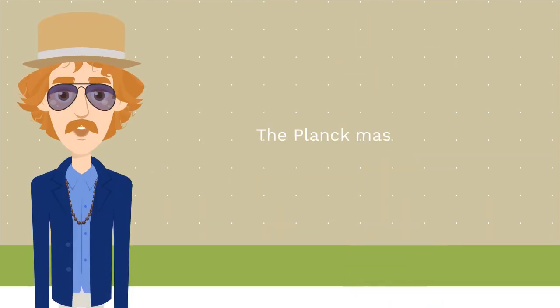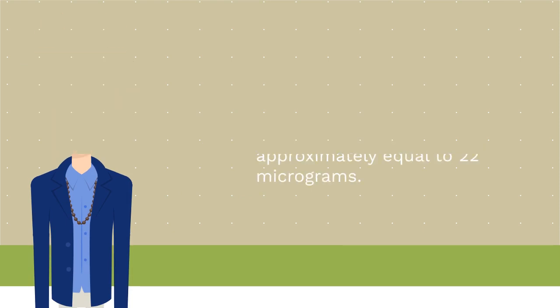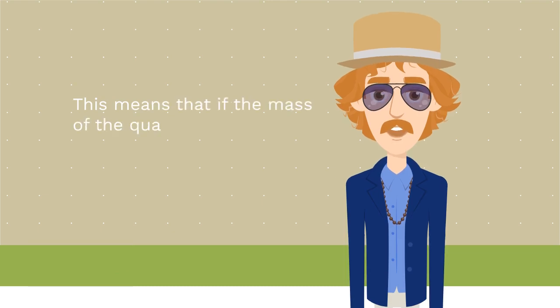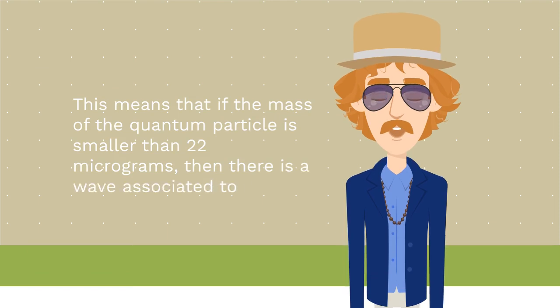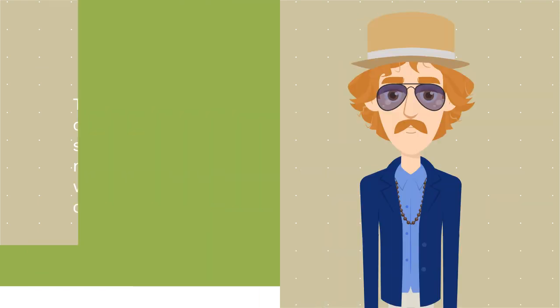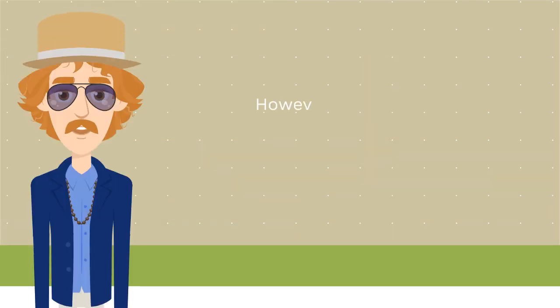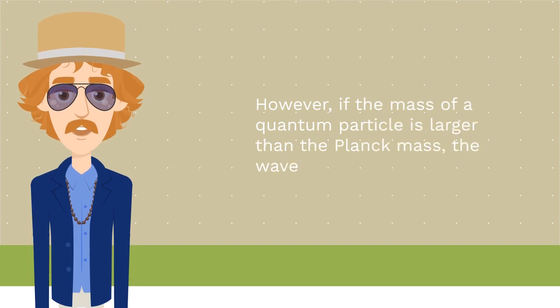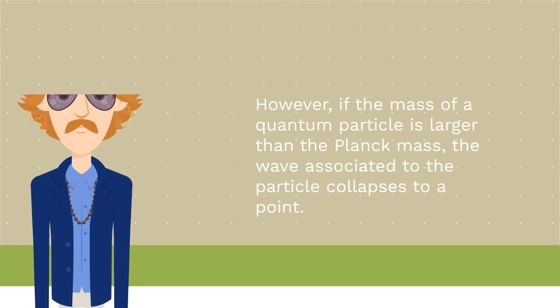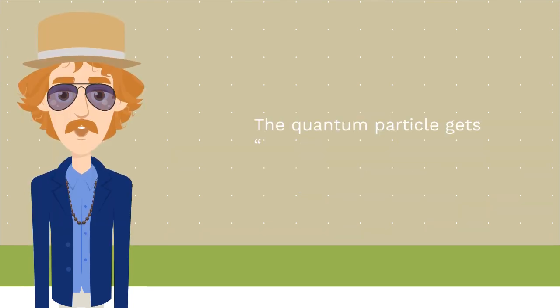The Planck mass is approximately equal to 22 micrograms. This means that if the mass of the quantum particle is smaller than 22 micrograms, then there is a wave associated to the quantum particle. The quantum particle is then a quantum particle. However, if the mass of a quantum particle is larger than the Planck mass, the wave associated to the particle collapses to a point. The quantum particle gets naked, therefore, it behaves like a classical particle.